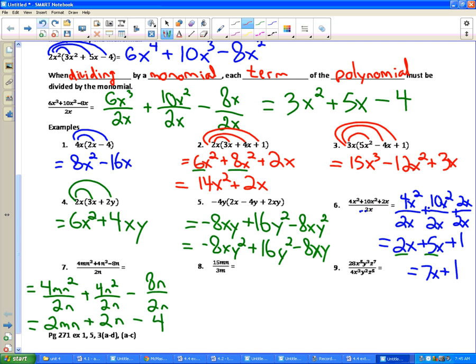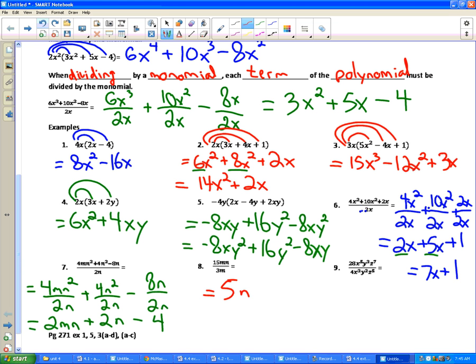Let's look at this next one here. The 15mn divided by 3m is actually a little bit easier than it looks. We know that 15 divided by 3 is 5. The m's, if we were to divide an m by an m, we're going to be left with 1. So we're really just left with the 5n on that one.